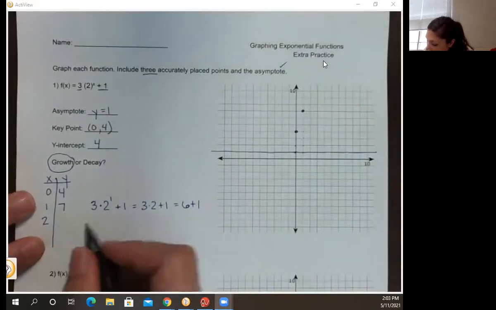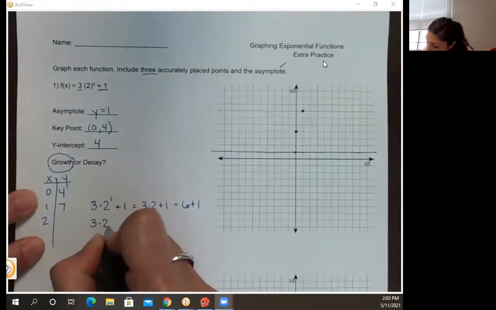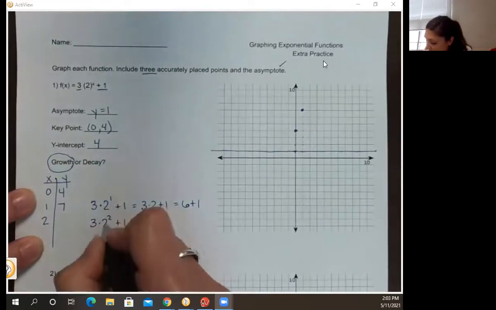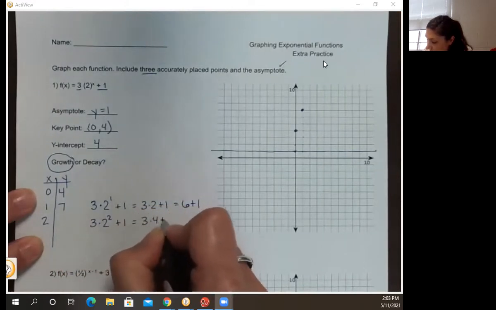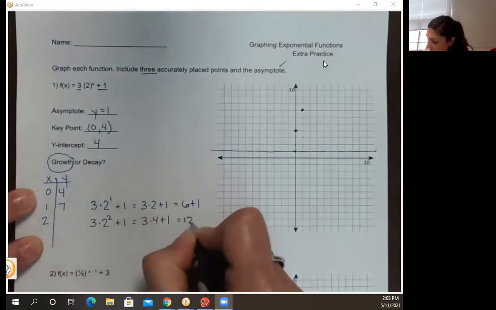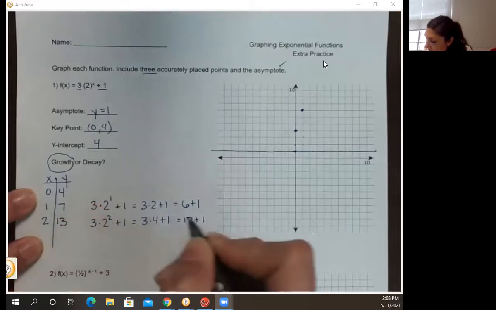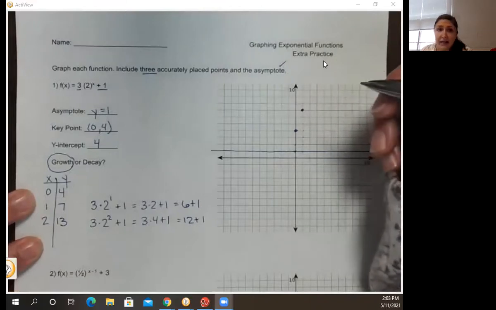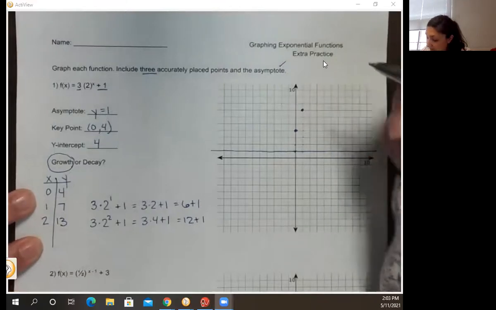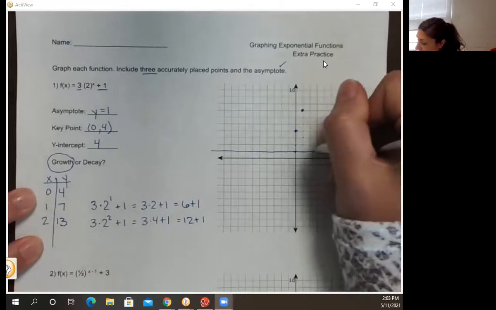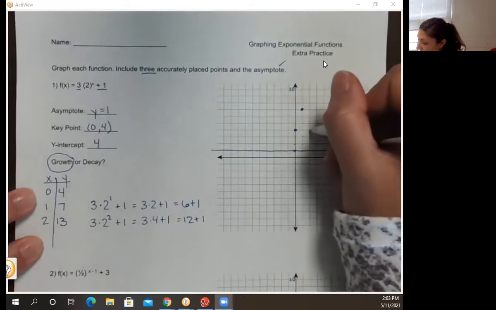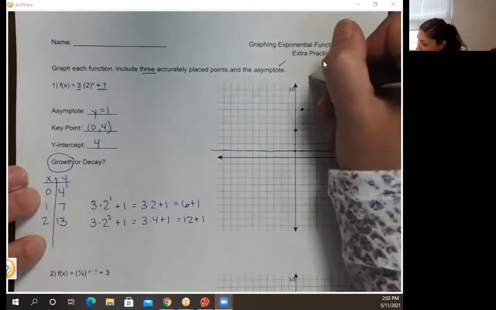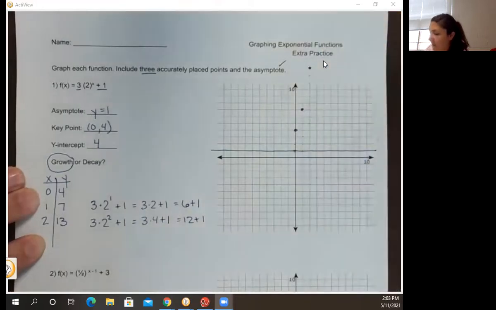And now if I plug in 2, same idea, I'm plugging in 2 for x. And simplify, follow your order of operations. 2 squared is 4. And then multiply, so I would get 12 plus 1, which is 13. Now this is going to be a little off my graph. It's not so far off that I have no shot at even semi-accurately plotting it. So I'm going to go ahead and plot that point. 2, and then 1, 2, 3, 4, 5, 6, 7, 8, 9, 10, 11, 12, 13. Should be right about there.